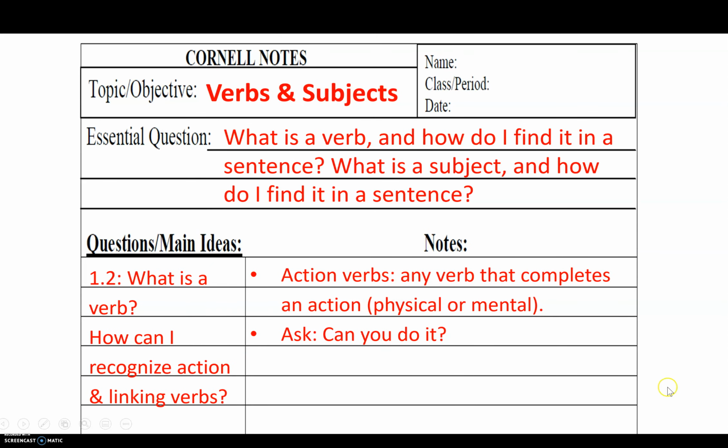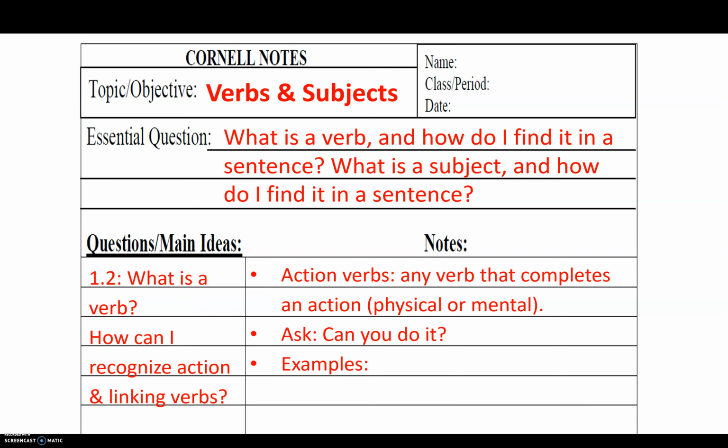All right, so the first one we're going to talk about are action verbs. These are going to be any verb that completes, like it sounds, an action, and that can be physical or mental. So that's kind of important to note. Something we want to get in the habit of doing is just asking, can you do it? Is this something you can do now? Is it something you can do tomorrow? That's going to help you to identify those action verbs, those things you can do.